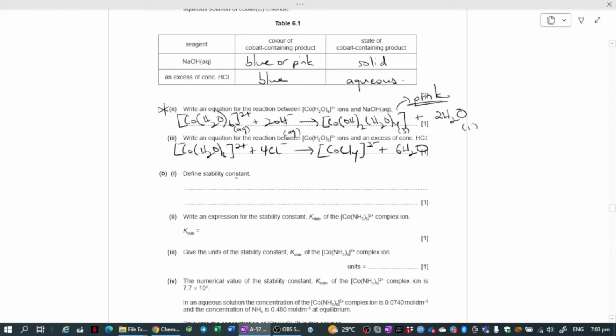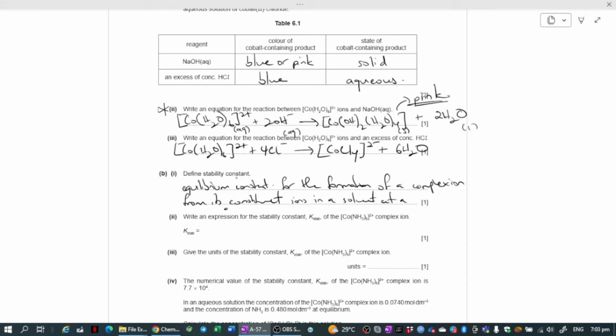Now, what is the stability constant? It is the equilibrium constant for the formation of a complex ion from its constituent ions in a solvent at a given temperature, right? Always at a given temperature.